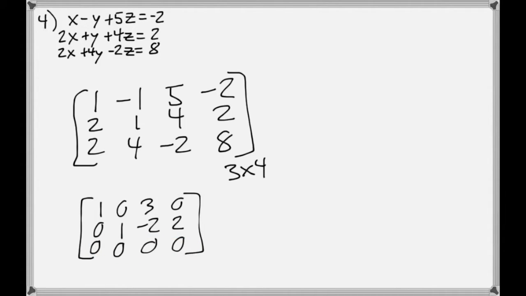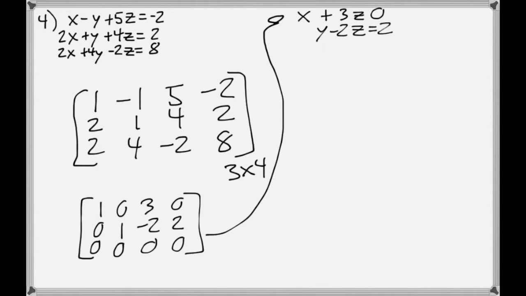And what that really means is, if we retranslate this back into our system of equations, it'll be x plus 3z is equal to 0, y minus 2z is equal to 2, and then just 0 is equal to 0. So because that is a true statement, this is infinite solutions. So we need to express our answer as an ordered triple.